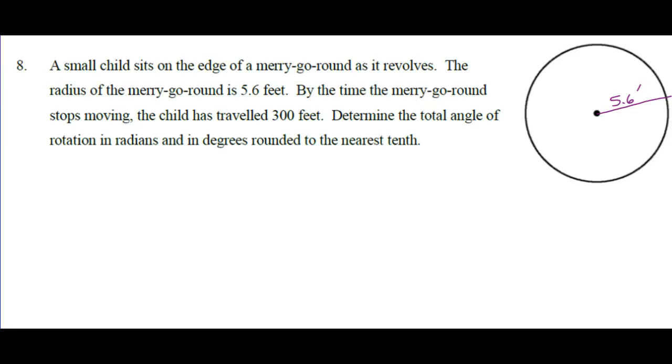Like 11.2 pi, 33, 35, around there, around 30-ish. It's gone 300 feet, so it's gone around about 10 times. Now that's just estimation, right? That's for part 4 of the problem-solving method, which is look back.